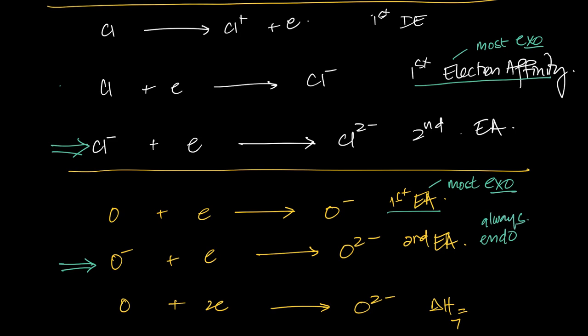The reason the second electron affinities are always endothermic is because work is done on the system. There is going to be repulsion between an electron and a negatively charged ion. For you to put an electron inside a negatively charged ion, you have to provide energy to overcome this force of repulsion. Hence, second electron affinity, third, fourth, fifth, sixth, which we'll never come across, but they exist, are endothermic, while the first is exothermic. So that's something you have to remember.